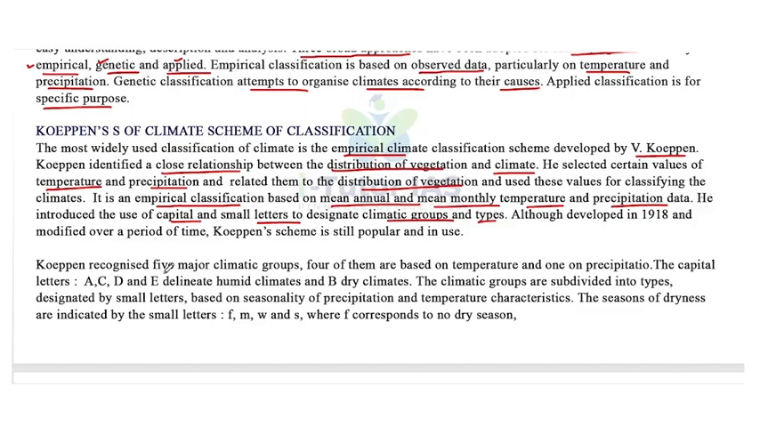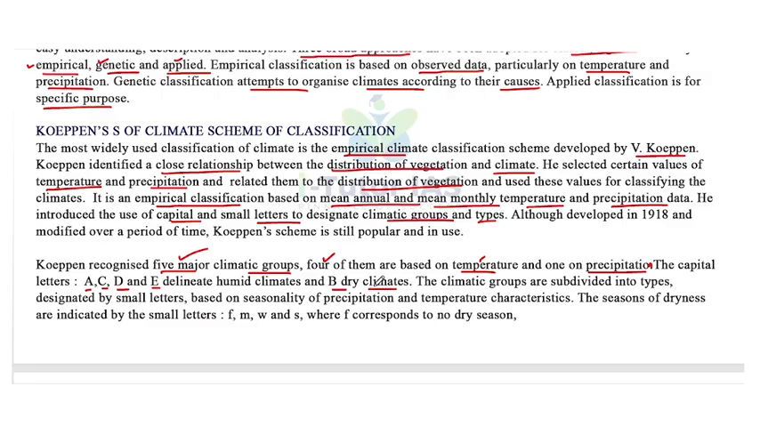Köppen recognized 5 major climatic groups. 4 of them are based on temperature and 1 on precipitation. The capital letters A, C, D, and E delineate humid climates, and B denotes dry climates.